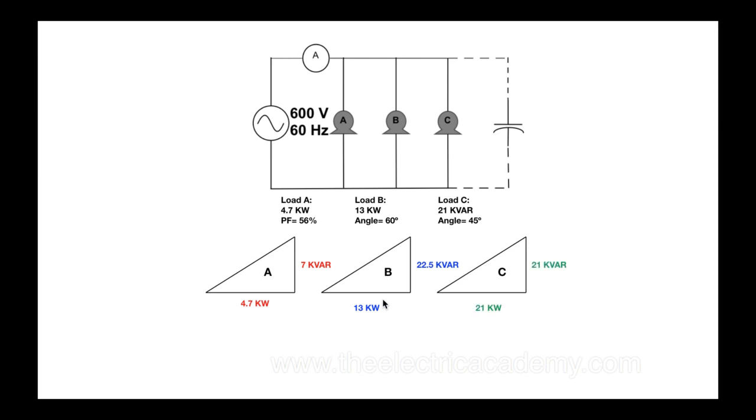See here, I had 21 kVAR. It's an angle of 45 degrees. The nice thing about 45 degrees is you know that each side is going to be the same. So 21 kVAR, you get 21 kilowatts.